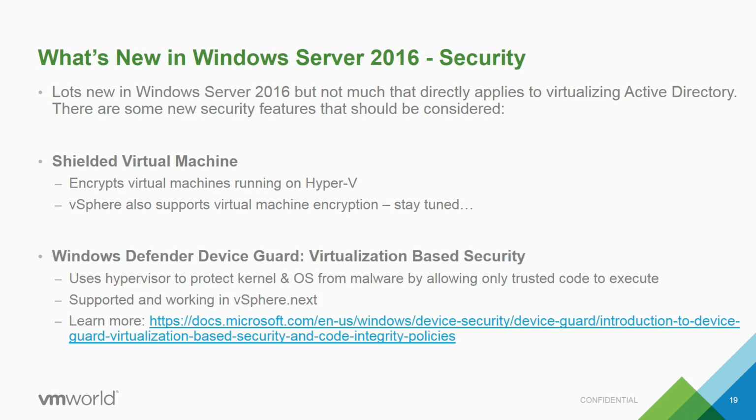And then the next is what they call the Windows Defender Device Guard, or virtualization-based security, another Microsoft acronym named VBS, which isn't at all confusing. But essentially, it uses the hypervisor, because the hypervisor sees all transactions going before the CPU, to protect the kernel and the OS. So it prevents malware from running by only executing code that you deem trusted.